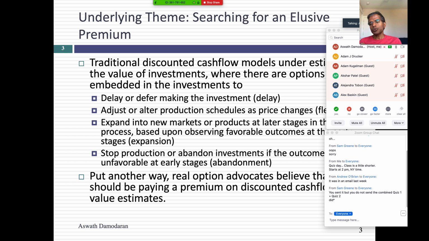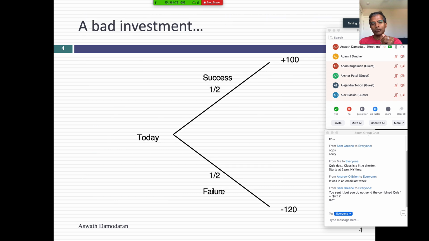Put simply, here's what real options allow you to do. They allow you to come up with a discounted cash flow valuation for an asset and then pay a premium on it. That sounds absurd. You're saying, why would I pay a premium? The premium is for the optionality. I know it sounds really abstract, but to illustrate where the value of real options comes from, I'm going to show you a decision tree.